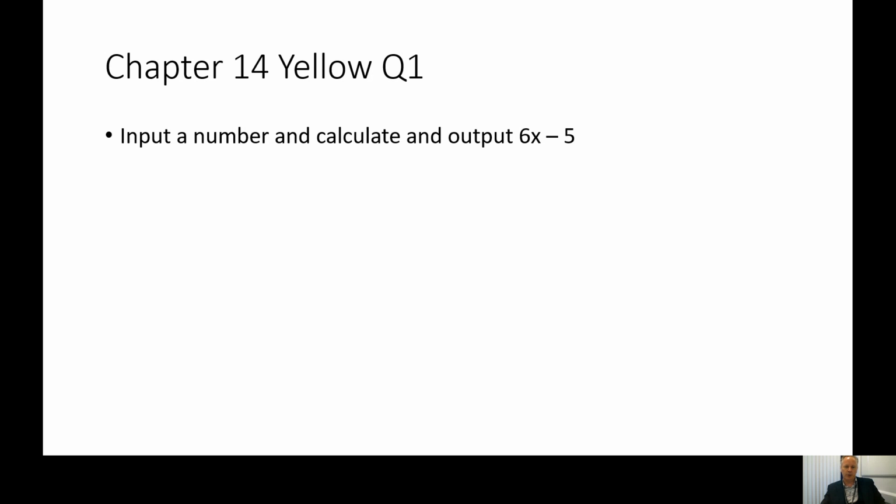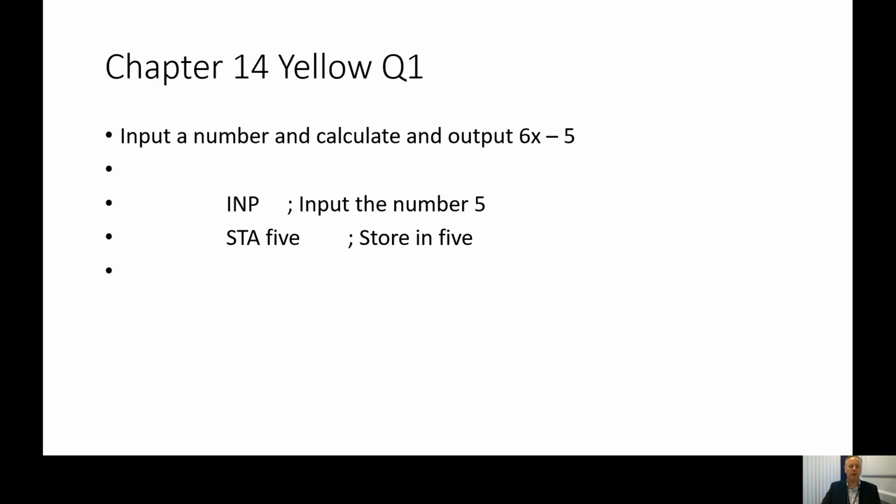and calculate an output 6x minus 5. So what you'd actually calculate is you'd input a number and it would multiply that number by 6 and then subtract 5 to give you an output. So the first line in the assembly code would be INP, input, because you need to input that first number, which is the 5 that we're going to subtract. So that needs to be put in.